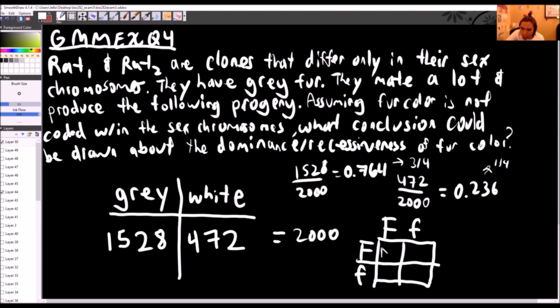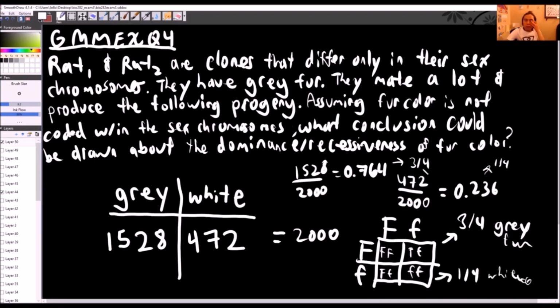So we can do FF, FF, FF, and FF. Okay, so over here if big F was dominant, we would expect 3/4 of the progeny to have gray fur, and we would only expect 1/4 to have white fur. And that is very similar to the proportions that we have here.